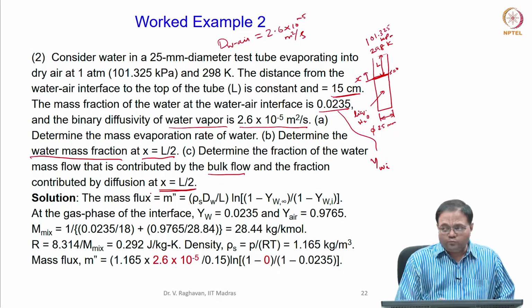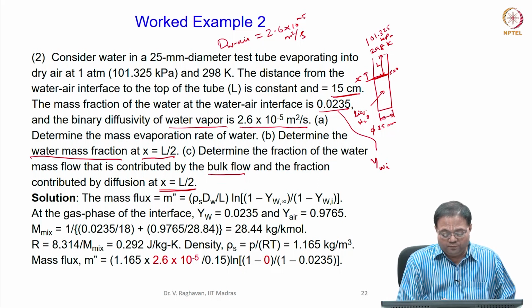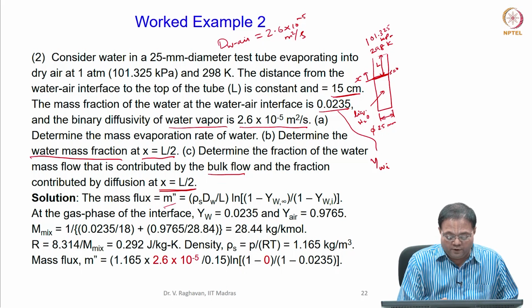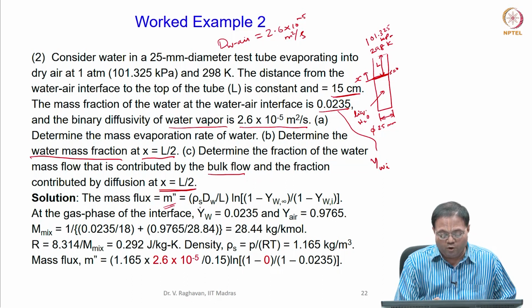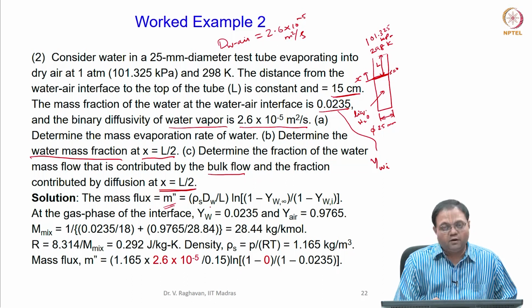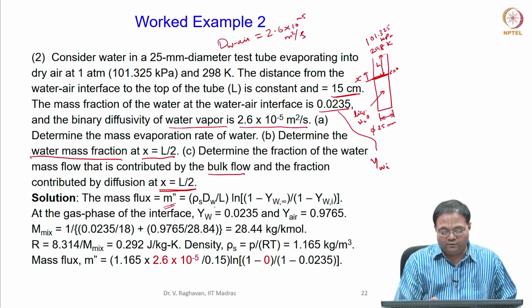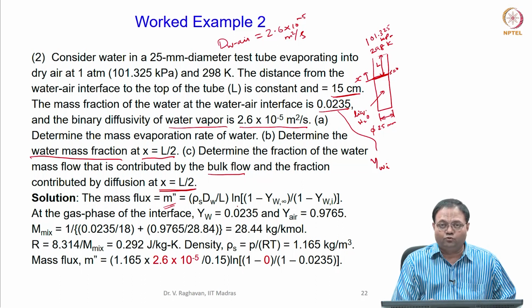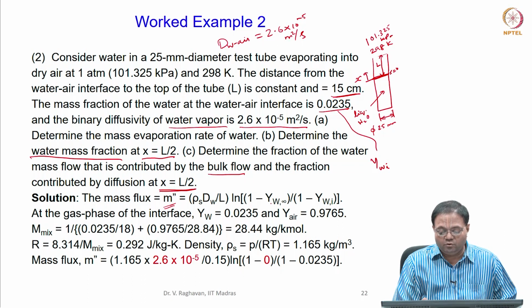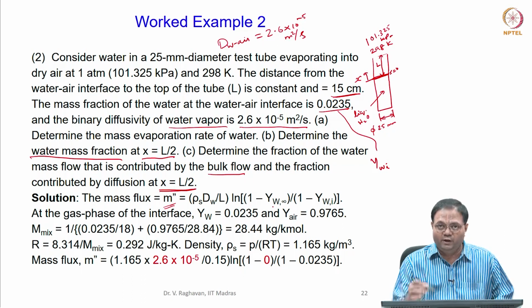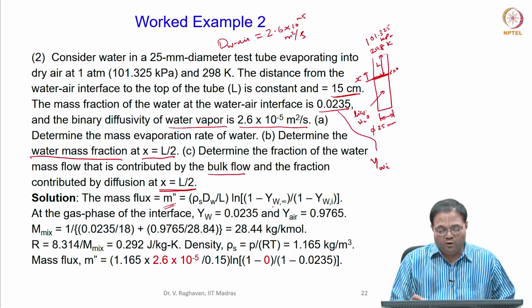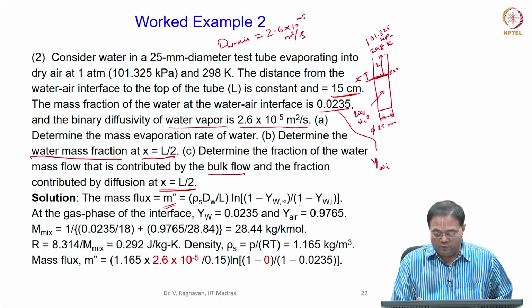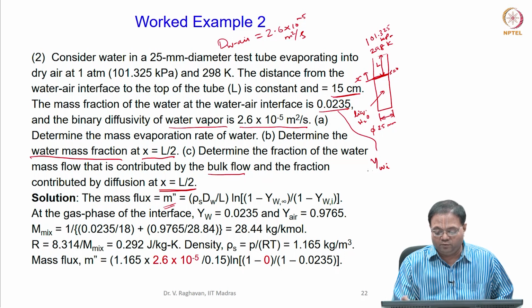Now, the mass flux, we have derived this. Mass flux is rho times DW, I have just written in short as DW, divided by L, into the natural logarithm of 1 minus YW infinity, which is at the top of the tube, divided by 1 minus YWI, that is the interface mass fraction here.